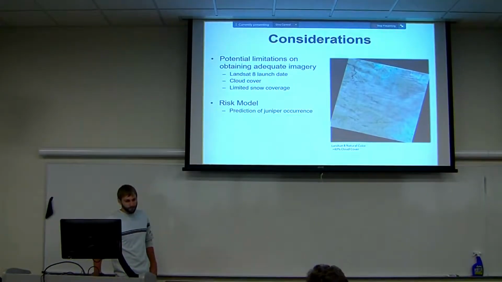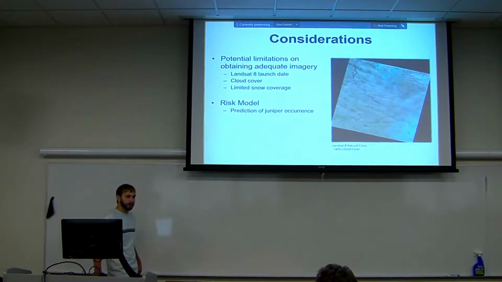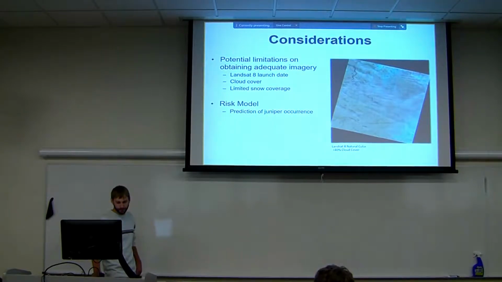Additionally, as we go into our risk model, we want to use this as a prediction of Juniper occurrence and not as an overall distribution source.